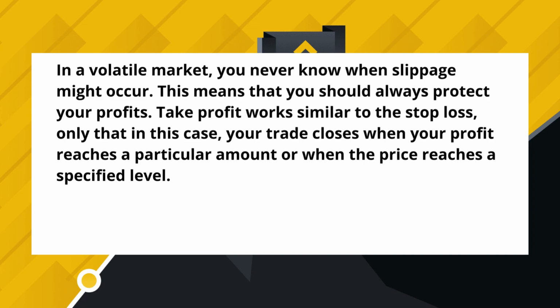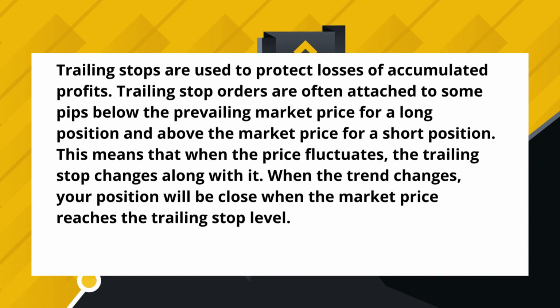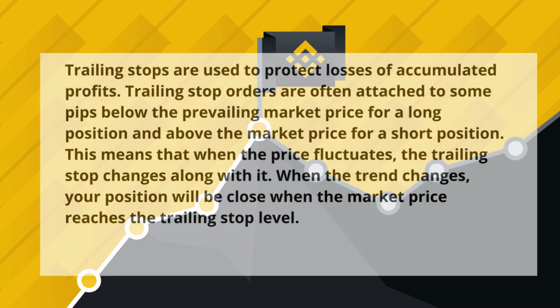Take profit works similar to the stop loss, only that in this case, your trade closes when your profit reaches a particular amount or when the price reaches a specified level. Trailing stop losses are used to protect losses of accumulated profits. Trailing stop orders are often attached to some pips or percentage below the prevailing market price for a long position and above the market price in a short position. This means that when the price fluctuates, the trailing stop does change along with it. When the trend changes, your position will be closed when the market price reaches the trailing stop level.